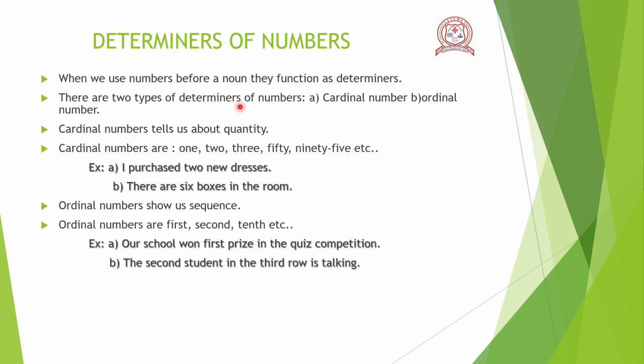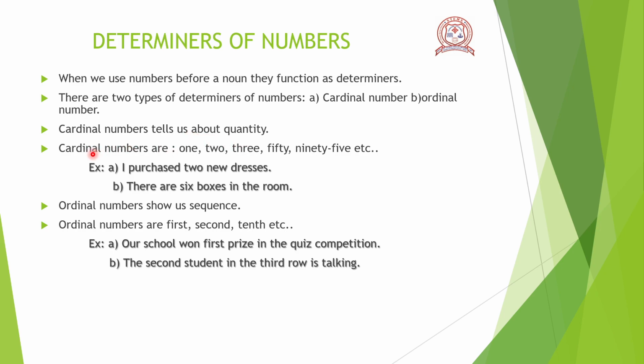There are two types of determiners of numbers. One is cardinal number and the second one is ordinal number. Two types of determiners of number. One is cardinal number and the other one is ordinal number. Now, cardinal number tells us about quantity.